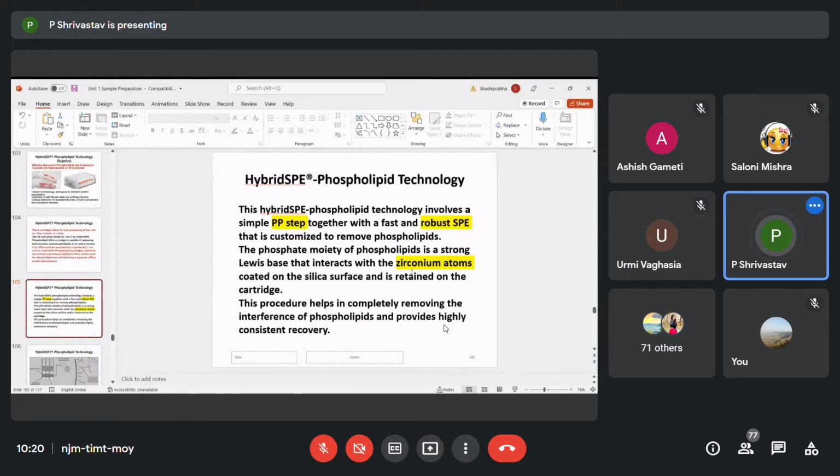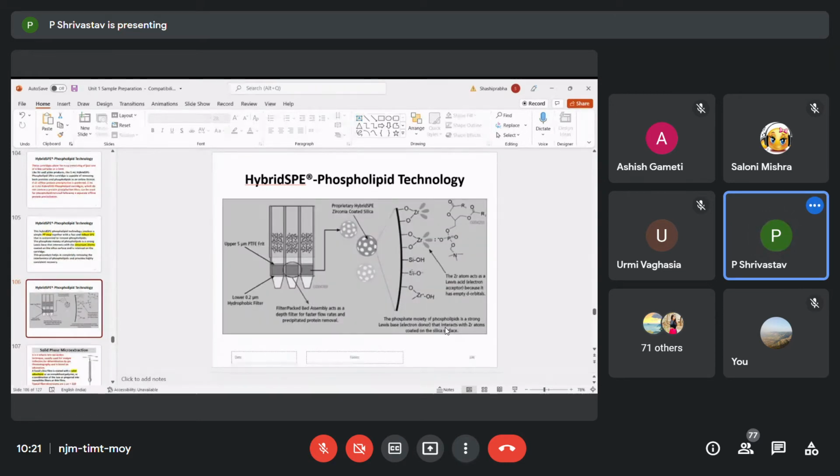So they work as protein precipitants, and they also work as SPE. Protein precipitants means they remove proteins, and when they work as SPE, they remove phospholipids as well. Now, as I mentioned, there is a slight difference in the principle on which it works. What is that principle? I think the next slide will help you in understanding what I mean.